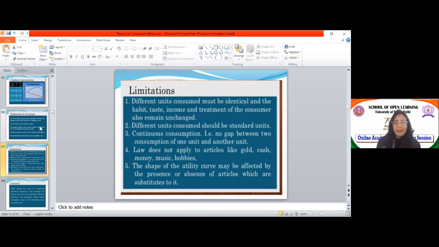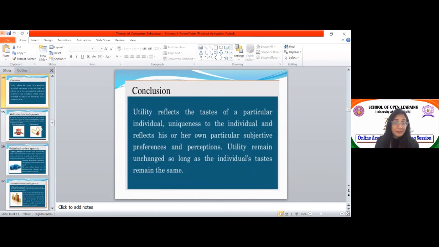So there are limitations. Here, only on the basis of the assumptions we have kept, we are saying that marginal utility of a successive unit will be diminishing. I hope that is clear. Again, I'm giving the conclusion that utility reflects the tastes of a particular individual, unique to the individual, and reflects his or her own particular subjective preference and perception.